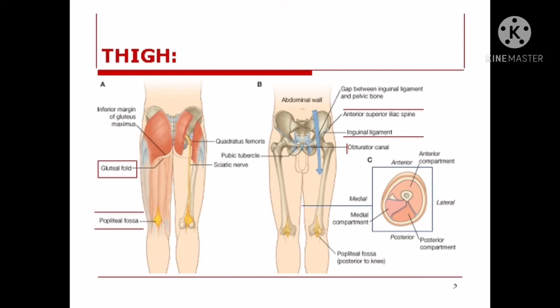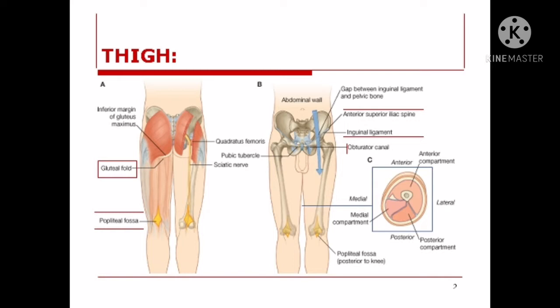The thigh is the second region next to the gluteal region. Anteriorly, it starts from the inguinal ligament and ends at the knee joint. Posteriorly, it starts from the gluteal fold and ends at the popliteal fossa. On both aspects of this region, structures are passing. So these are also the passageways of the structures.